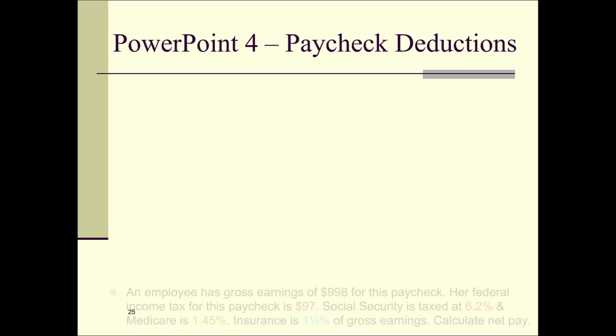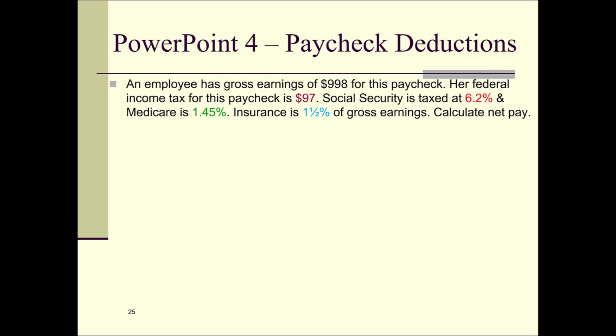Let's do another one. An employee has gross earnings of $998 for this paycheck. Her federal income tax is $97. Social Security, again, is at 6.2%, Medicare 1.45%, but they also have insurance of 1.5%. So let's calculate her net pay.